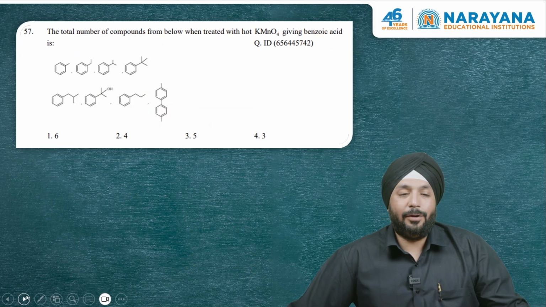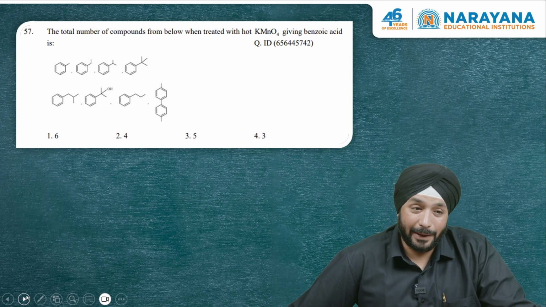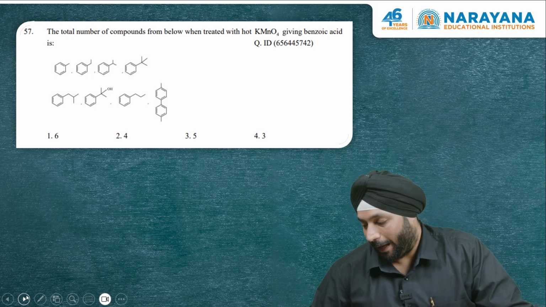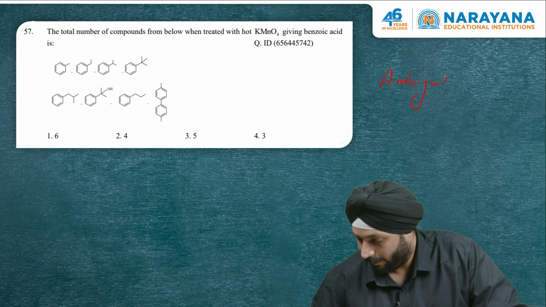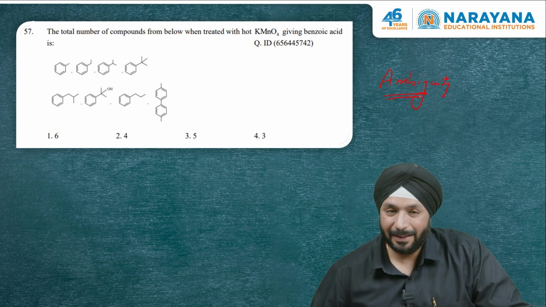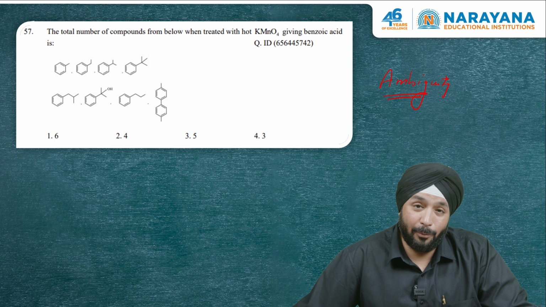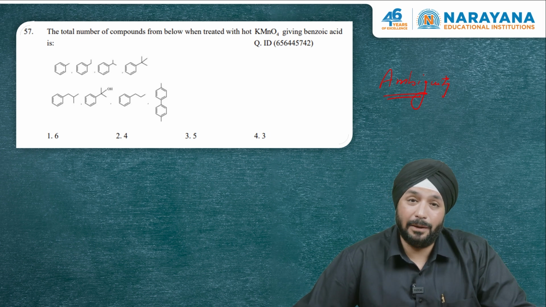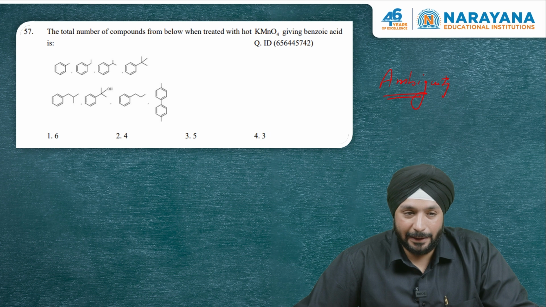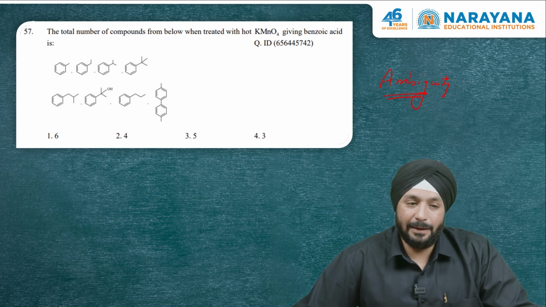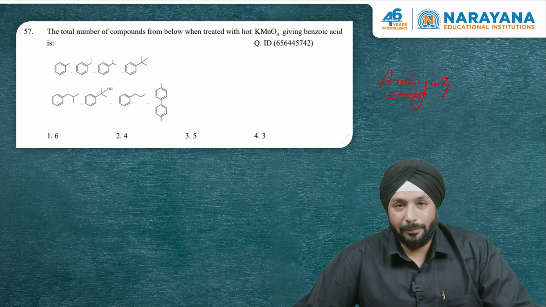Now the total number of compounds from below which, when treated with hot KMnO4, give benzoic acid. Now there exists some ambiguity inside the question. They have given the answer as 5, but the answer can be both 5 or 6 depending on the medium of KMnO4 which we are using. If it is alkaline, then it's fine. If it is acidic, then there might be a possibility of another molecule becoming benzoic acid.